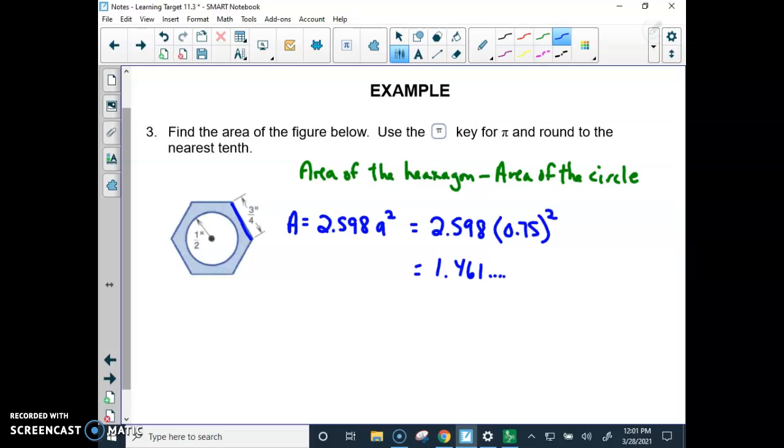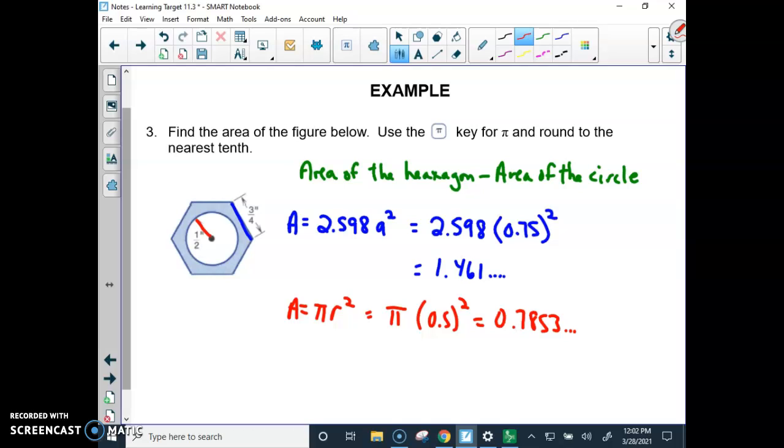Now, for the circle, you have the radius right here. That's 1/2 inch. So we're going to use the area formula, where area equals pi r squared. The radius is 1/2 inch, so that's pi times 1/2 inch squared. Again, if you use the pi button on your calculator, on the far left column, and multiply it by 0.5 squared, you get about 0.7853, and so on.